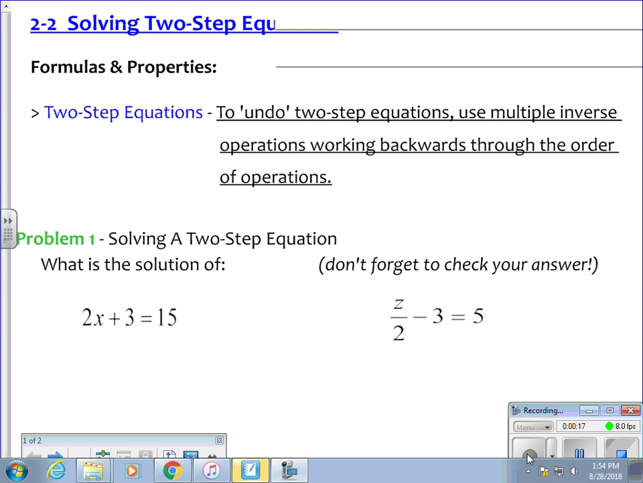To undo two-step equations, use multiple inverse operations working backwards through the order of operations. Normally, in order of operations, you do multiplication and division before you do addition and subtraction. When you are solving, you do it in the opposite way. You take care of addition and subtraction before you take care of multiplication and division. It works the opposite. That's what you're spending basically everything doing in solving equations: doing the opposite.